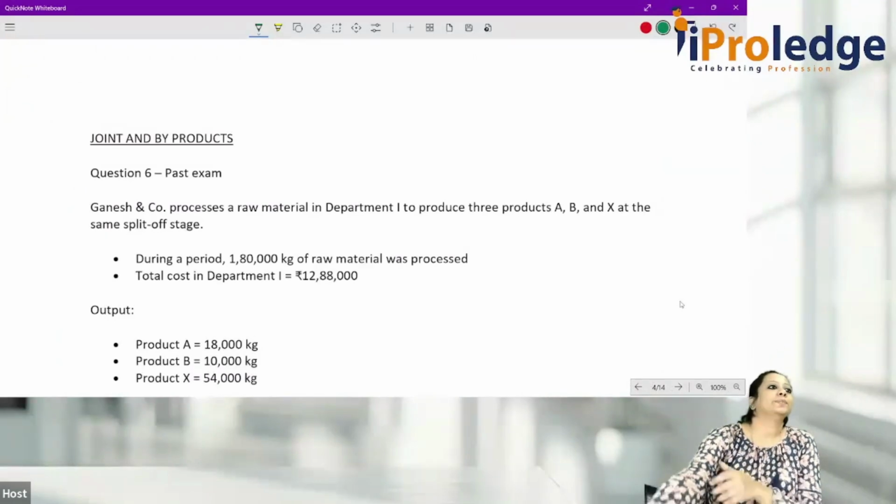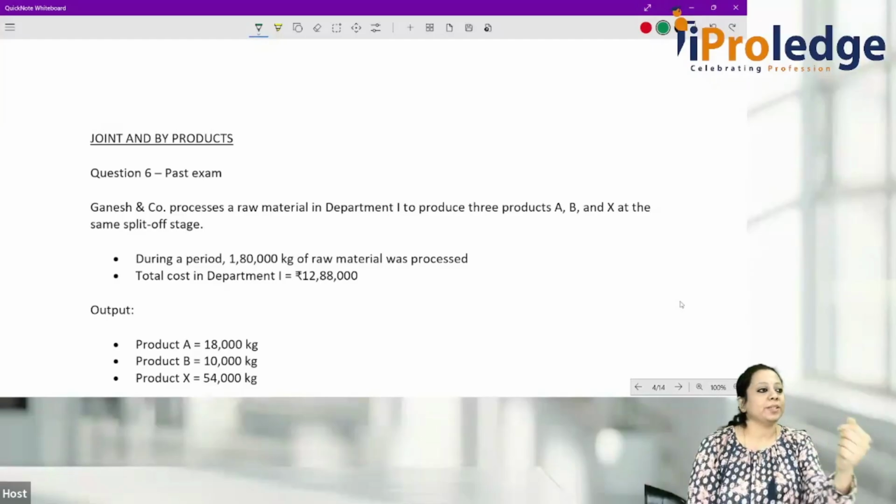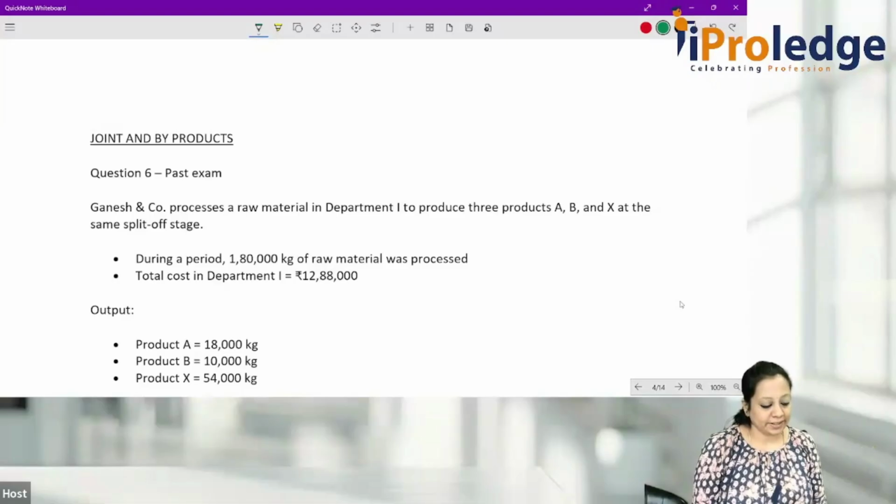Did you have lunch, Shashi? Now we will proceed. We'll start up. Girls, we'll start.